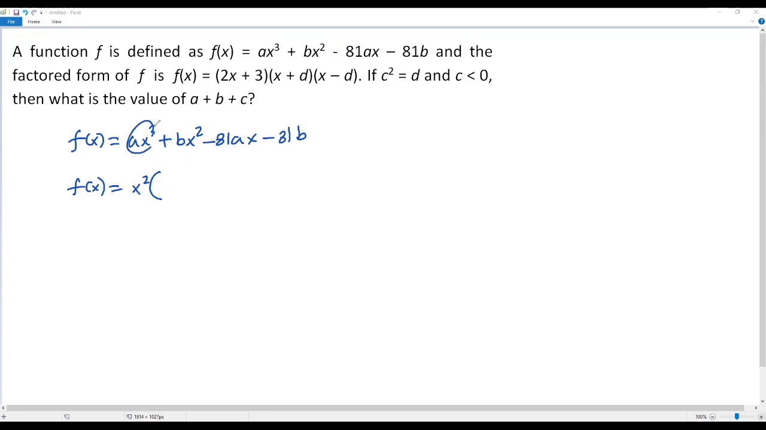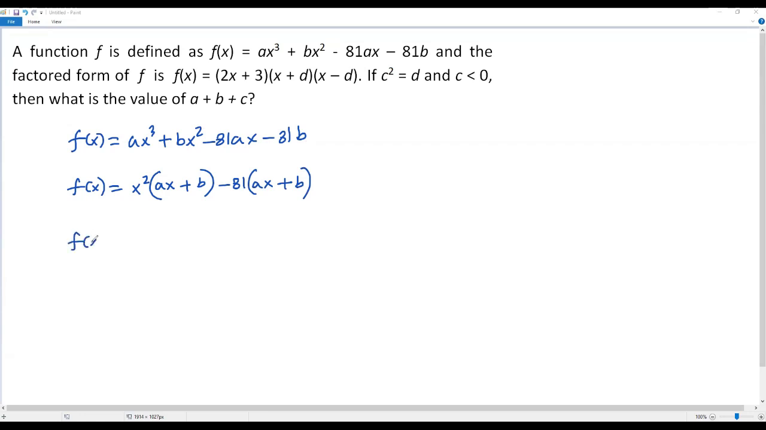When I divide the first term ax³ by x², I get ax. When I divide the second term by x², I get +b. Here I find −81 as the greatest common divisor for the other two terms, so I can factor −81 out. Dividing both terms by −81, I get ax, and dividing −81b by −81, I get +b.